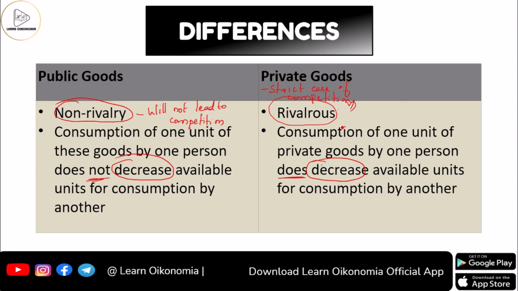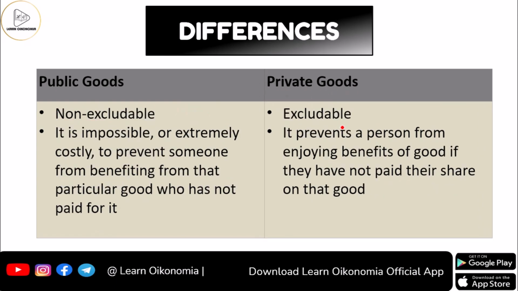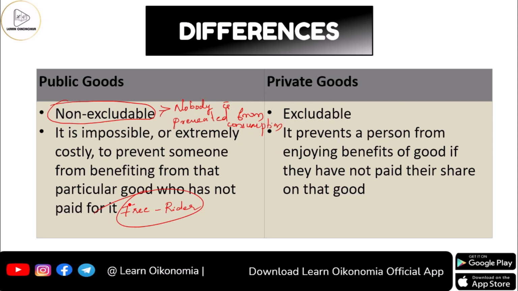Okay, moving to another area of difference. A public good you consider as non-excludable. That means you are not able to exclude somebody from consuming it, so nobody is prevented from consumption. This is a peculiar feature of public goods. Even if you are not making payment for these goods, you are not prevented from consuming them. That is why public goods lead to a problem called the free rider problem. Free rider problem means you are consuming it, but you are not making payment.